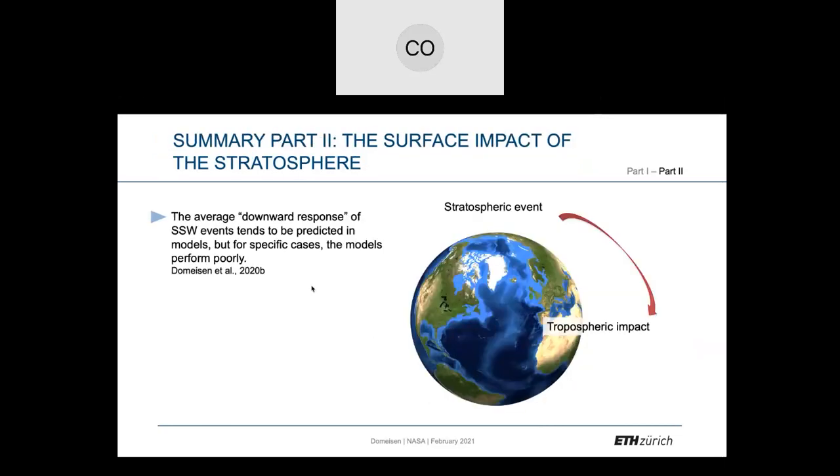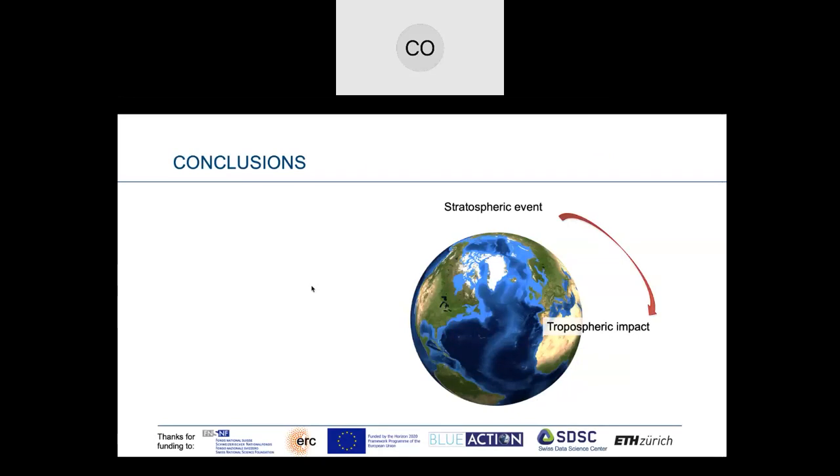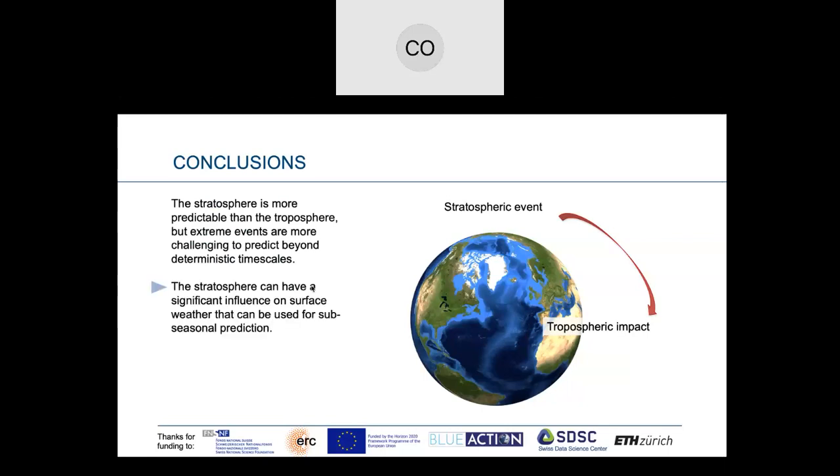So I'm going to summarize this part. The average downward response we can predict pretty well, but for specific cases, the models perform very poorly. So in conclusion, over all of this, the stratosphere is more predictable than the troposphere, but it remains more difficult to predict extreme events beyond these deterministic timescales. But the stratosphere might be able to help, because it has a significant influence on surface weather, maybe potentially used for subseasonal prediction, but we're still not there in order to actually make better predictions.